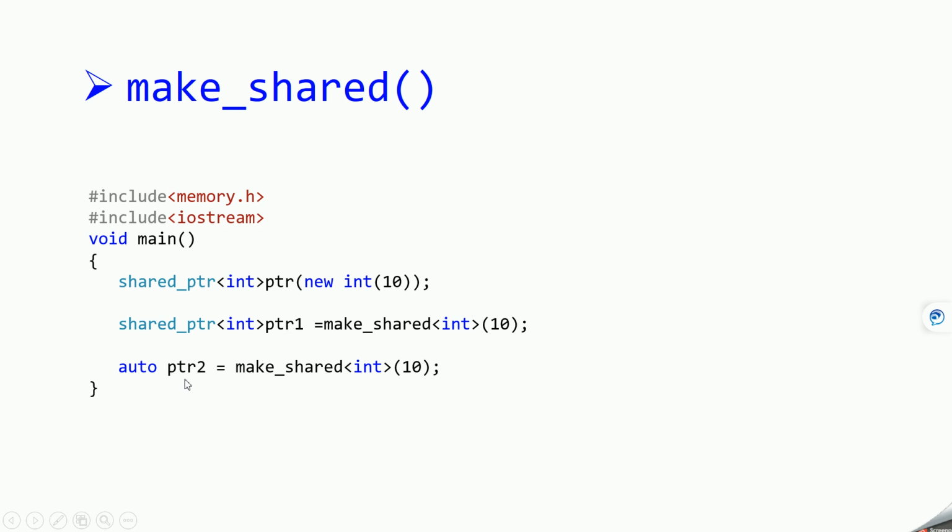So this make shared will create a memory to which this ptr1 will be pointing. And another way you can create using make shared is that you just use auto and the name of the pointer and make shared. In this case, this auto will automatically determine the type. So if you don't know the use of this auto, you can watch my lecture on auto. The link of the video is given in the description below. Okay, so this is how you can create a smart pointer with the help of make shared function.